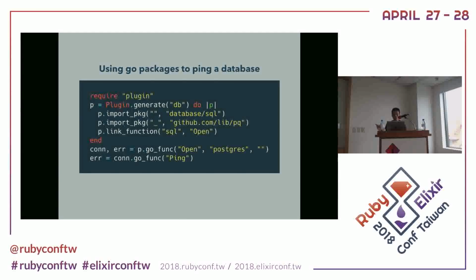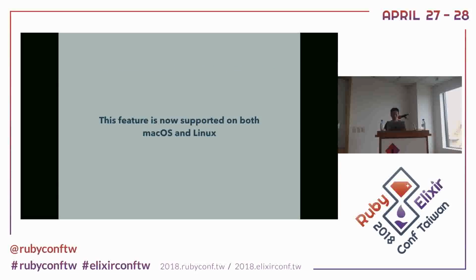In this example, we will ping a PostgreSQL database just using Go packages. This is how you can generate a plugin object. And you can see that we are able to import Go packages and link functions. Then we can call first-class functions on a plugin object. And finally, you can call functions on a Go pointer or object. This feature is now supported on both Mac OS and Linux.